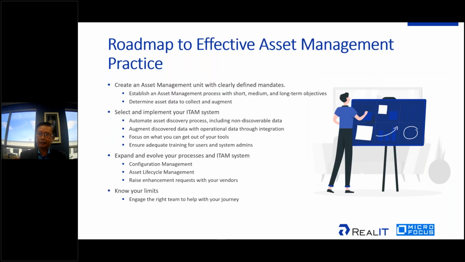Having said that, how do we achieve effective asset management? In our practice, there are 4 key areas. One is that you need to create an asset management unit, define the process, and aim for short-term, medium-term, and long-term objectives. Remember, I mentioned that it is a journey. You're not going to get to the highest level of maturity in phase 1, so we have to plan it out like that.